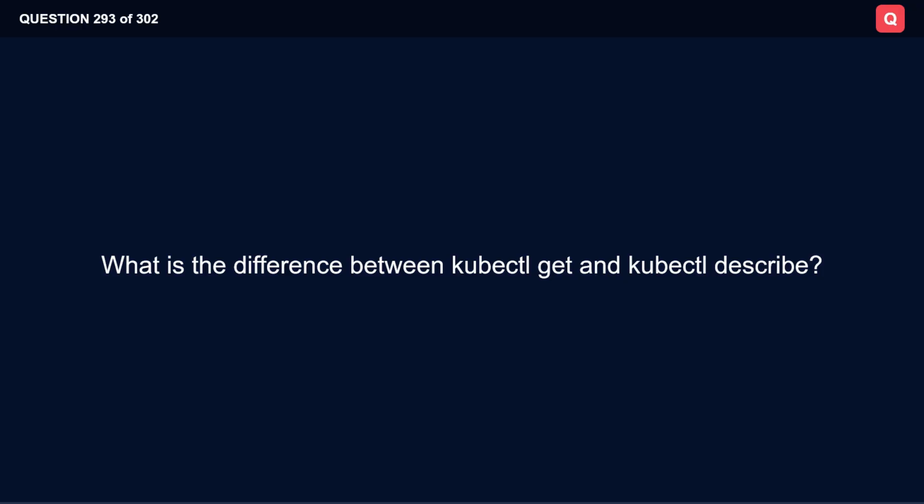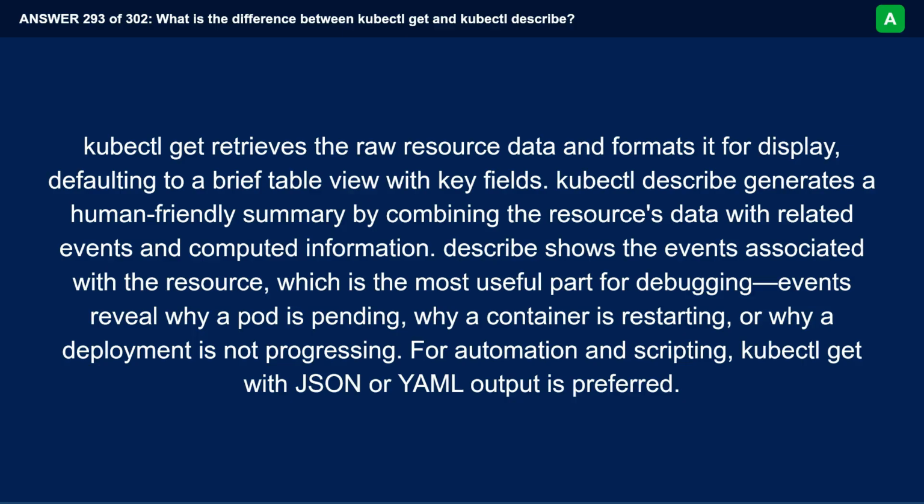What is the difference between kubectl get and kubectl describe? Kubectl get retrieves the raw resource data and formats it for display, defaulting to a brief table view with key fields. Kubectl describe generates a human-friendly summary by combining the resource's data with related events and computed information.